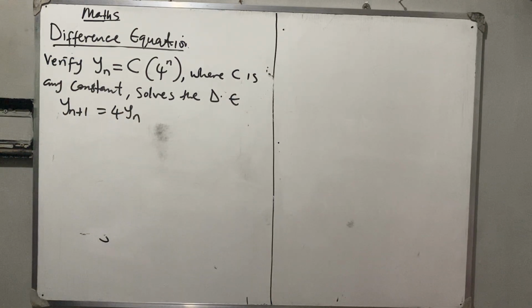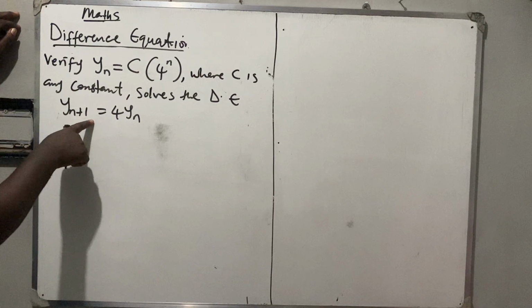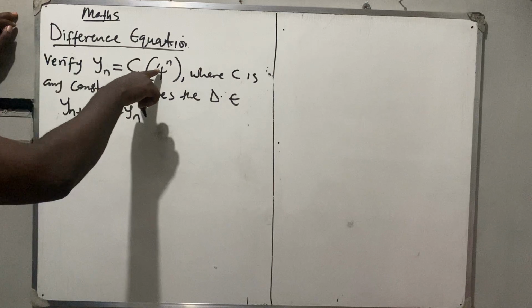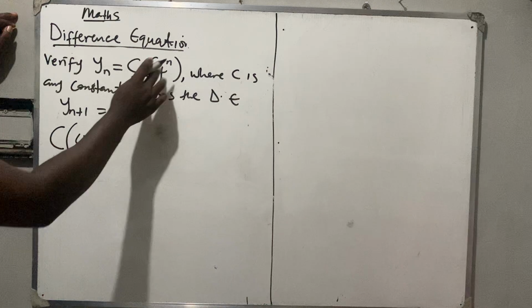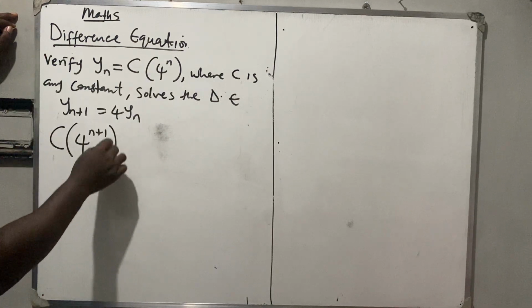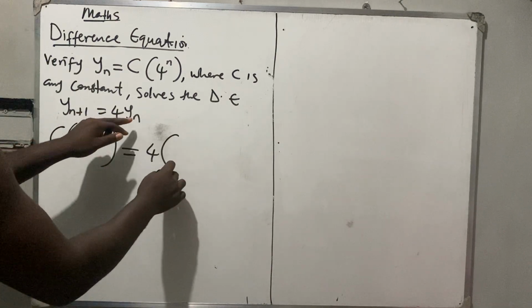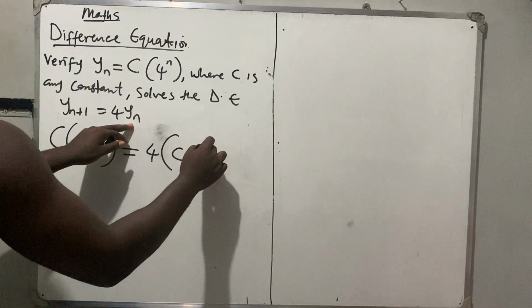Like when I was doing the introduction, I told you how we verify a difference equation. We verify by just direct substitution. So by direct substitution, let us get what will be our y n plus 1. Y n plus 1 means anywhere I see n on the right hand side here, I'll put n plus 1. So here is going to be C in bracket of 4 raised to power n plus 1. Okay, that is for this side. It is equal to 4 in bracket of yn, and my yn is just everything here, which is C 4 raised to power n, like this.